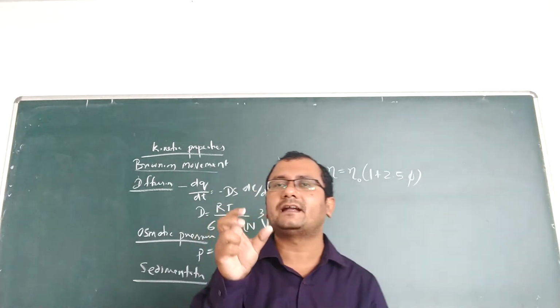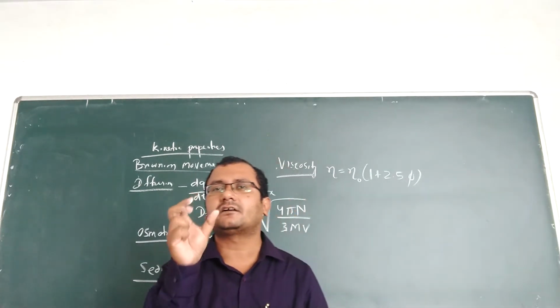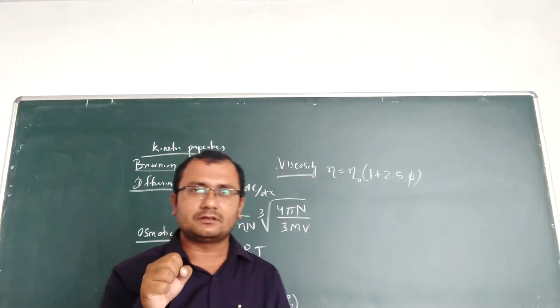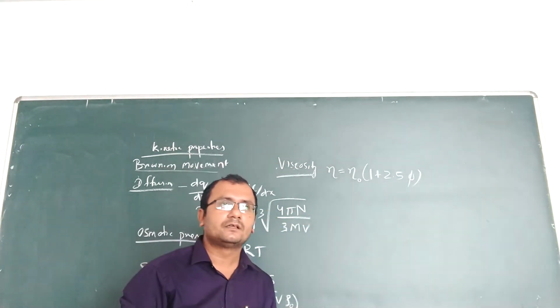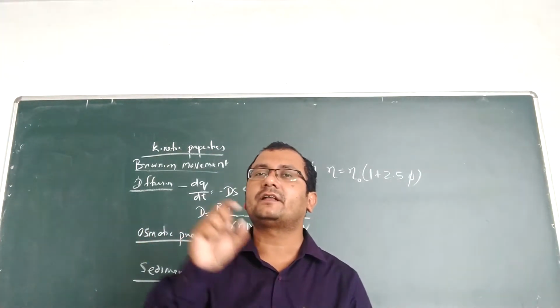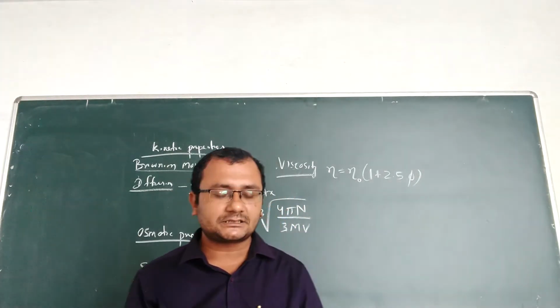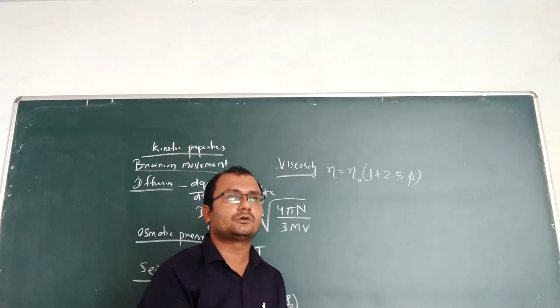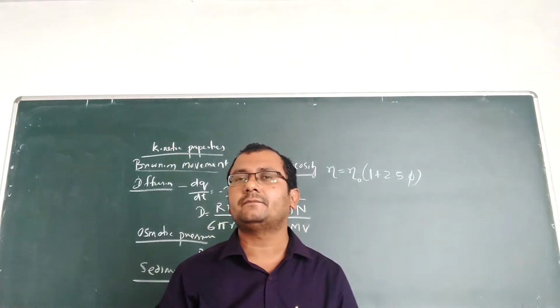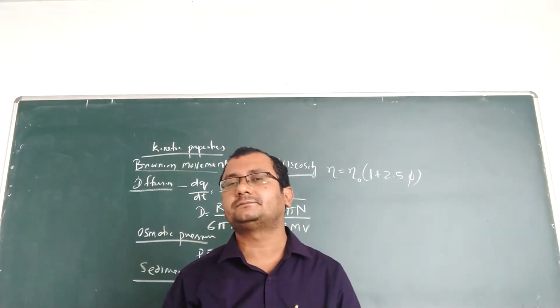If Brownian movement is there inside the colloidal dispersion, it is more stable. It will be more stable if Brownian movement is there. And we can also prevent sedimentation by promoting the Brownian movement. So that's why Brownian movement is very important, due to this factor, for the stabilization of colloids.